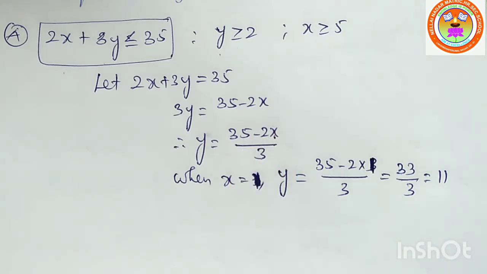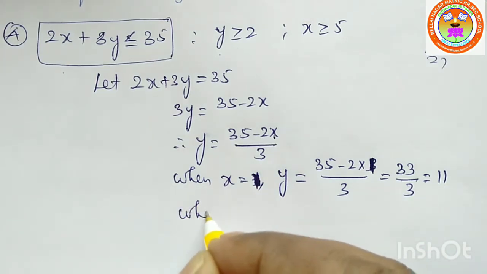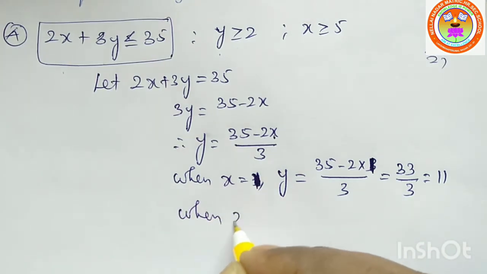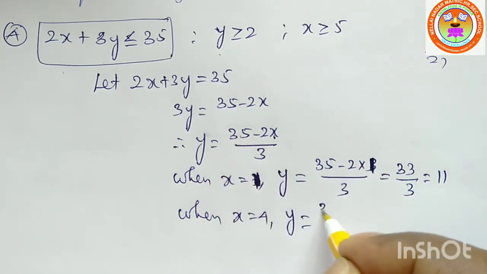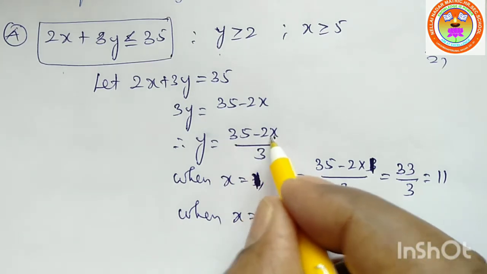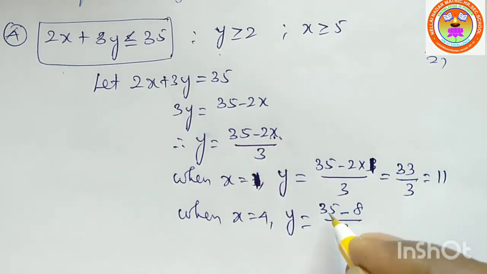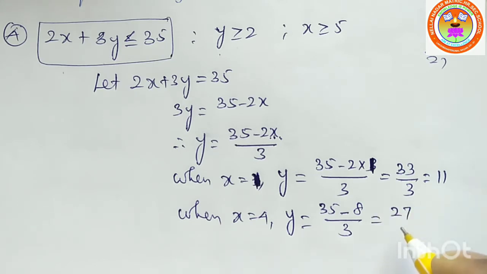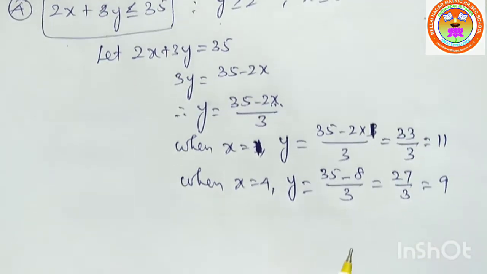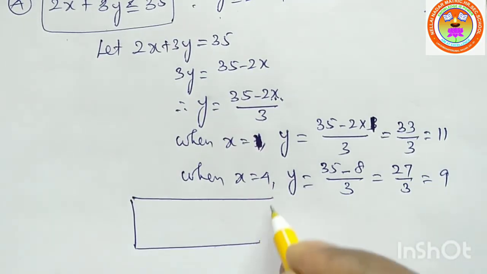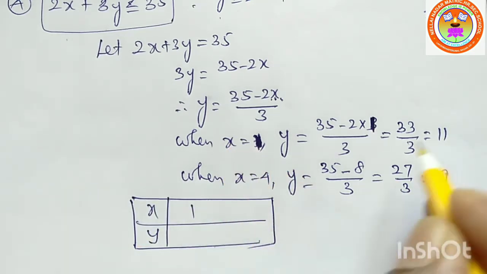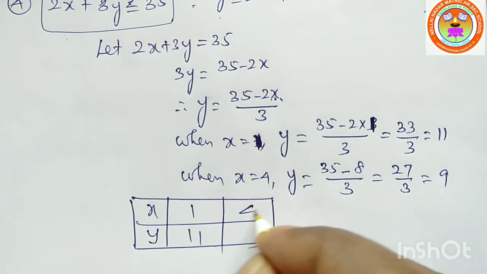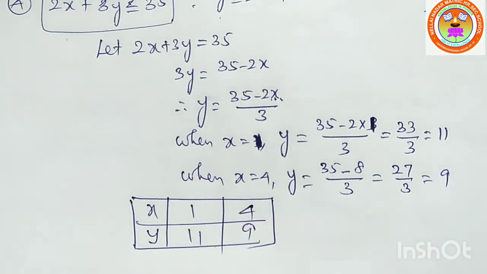See, if we apply x is equal to 4, what will happen to y? 35 minus 2 into 4, 8, by 3. 35 minus 8 is 27. 27 by 3, so we get 9. So 2 values are enough. Okay, so the x value and y value: x is 1, y is 11; x is 4, y is 9.